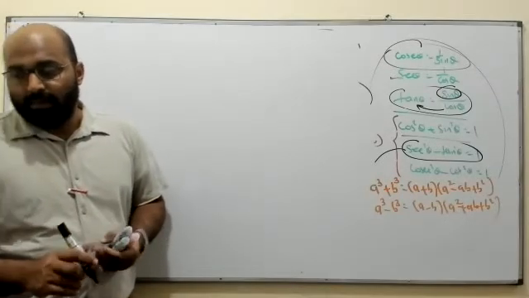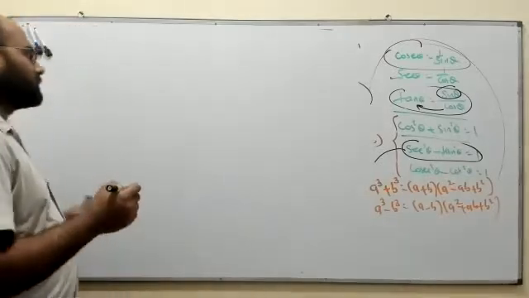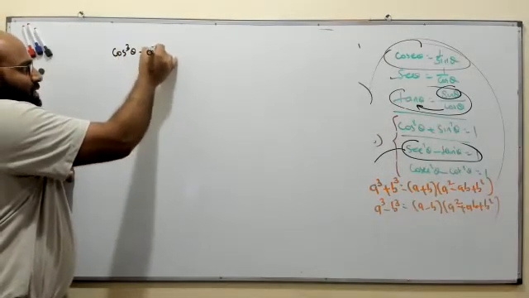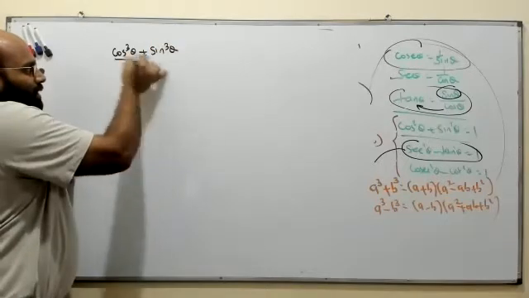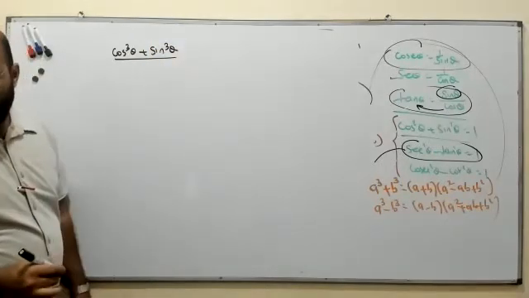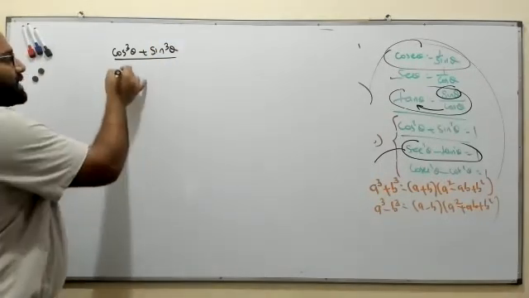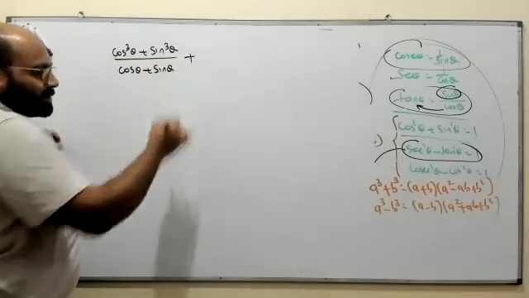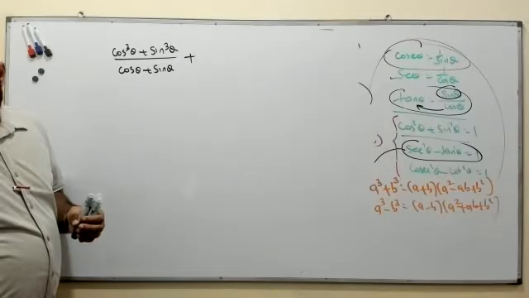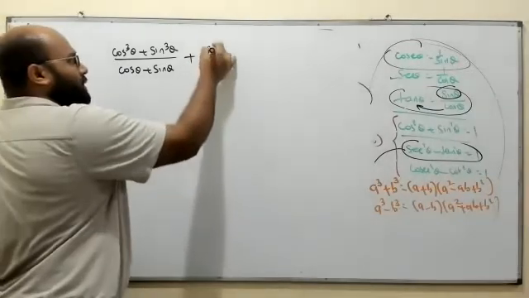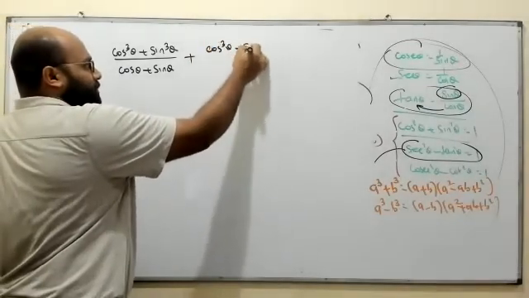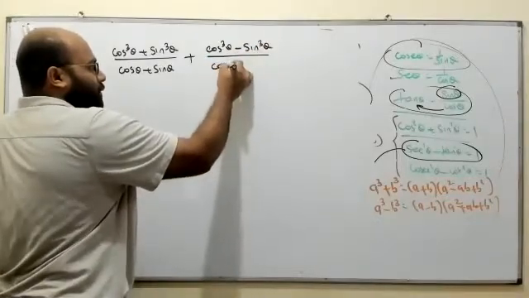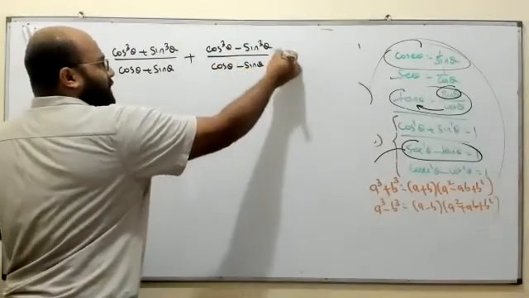Write down, prove that (cos cube theta plus sin cube theta) divided by (cos theta plus sin theta) plus (cos cube theta minus sin cube theta) divided by (cos theta minus sin theta) equal to 2.